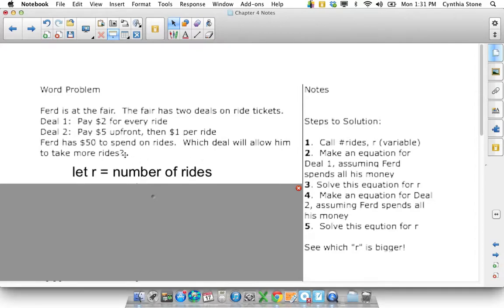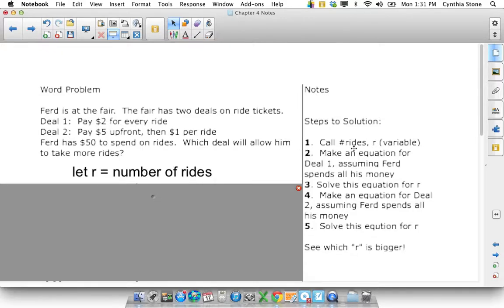So we're going to solve basically 2 equations to find a better deal. So Ferd is at the fair. The fair has 2 deals on tickets. In the first deal, you pay $2 for every single ride you go on. And in the second deal, you pay $5 right at the beginning, and then you pay $1 for every ride after that. So if he has $50 to spend on rides and he plans on spending all of it, which one will allow him to take more rides?